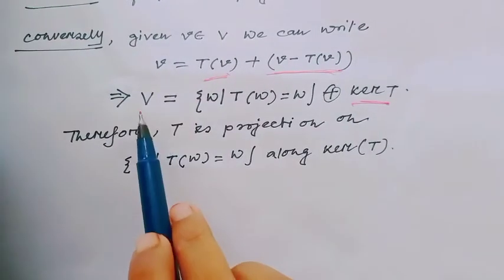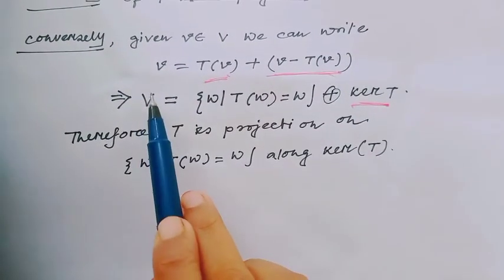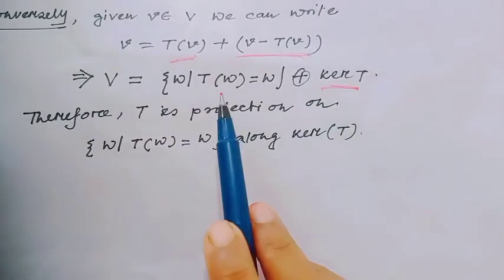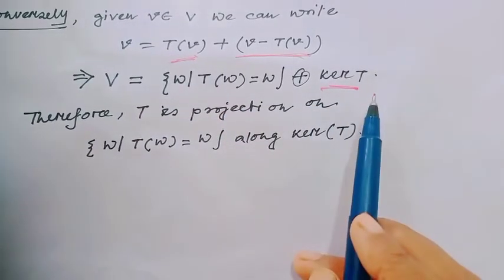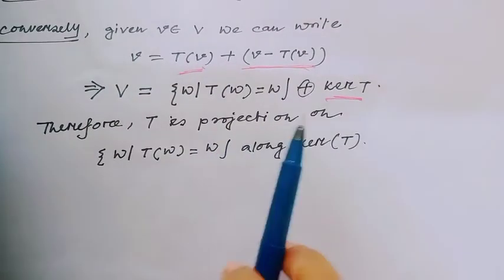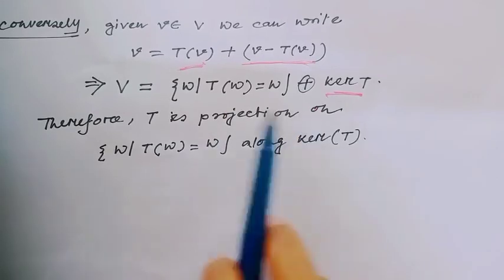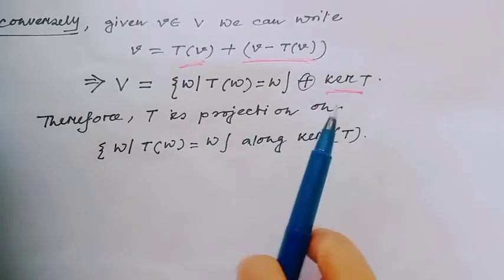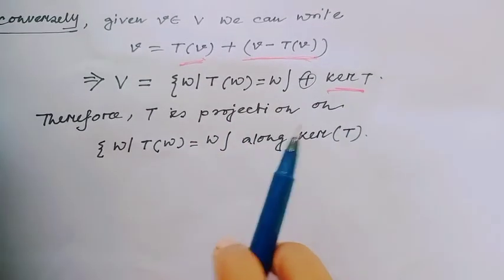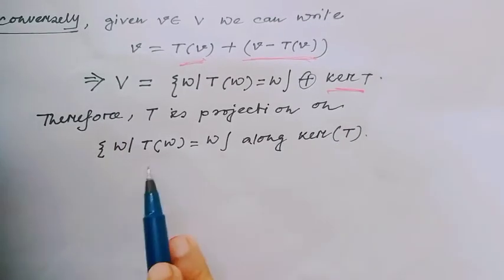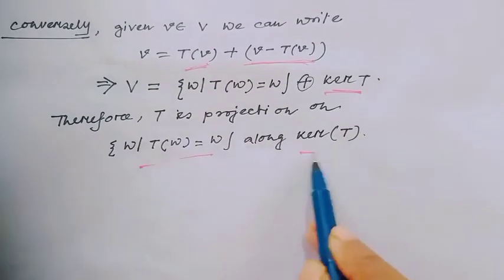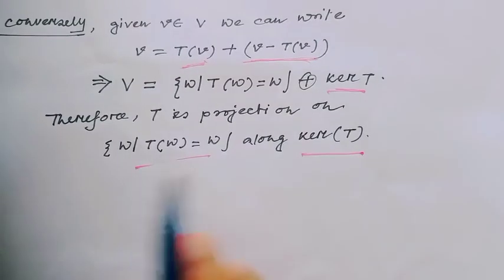So actually the whole vector space would be the direct sum of the range space and the kernel of T. Therefore, we all know that if the whole vector space can be written as the direct sum of the range space and the null space, obviously this transformation is a projection on the range space along the kernel of T. Are you getting the geometry?